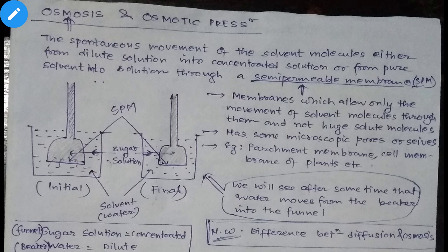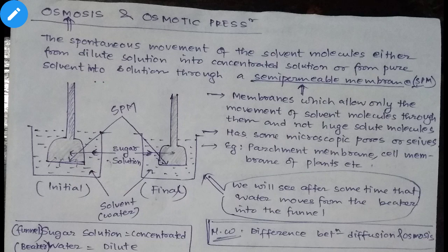Now there are many examples of these semi permeable membranes. Here I have written some of them. One is this parchment membrane, which you get in the market. Another one which you all are familiar with is the cell membrane of plants. The cell membrane of plants is also a semi permeable membrane through which water and nutrients can pass into and out of the cell. That's why they can survive, right?